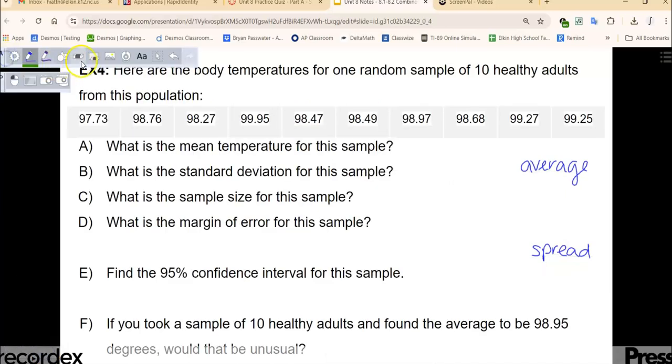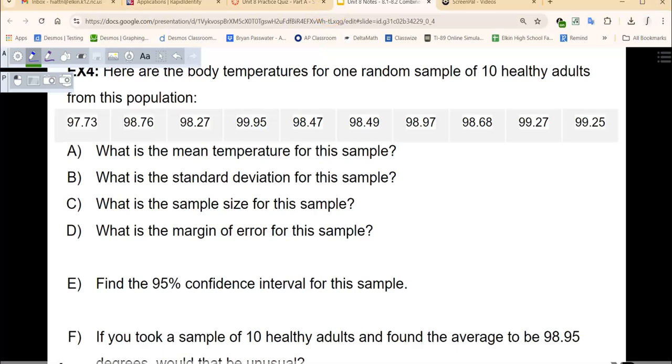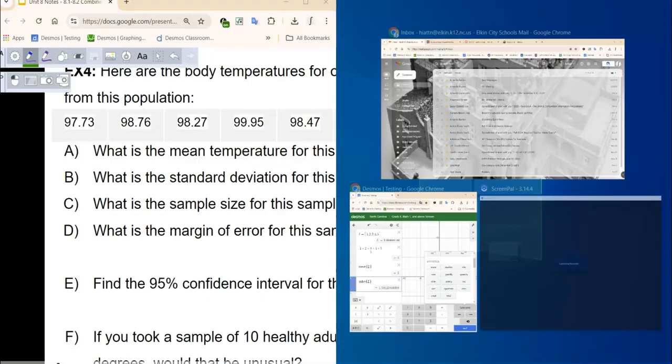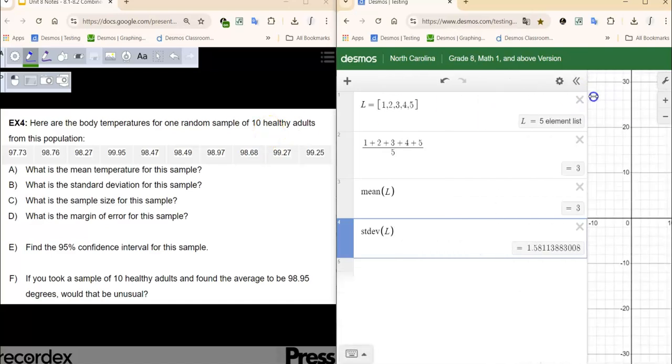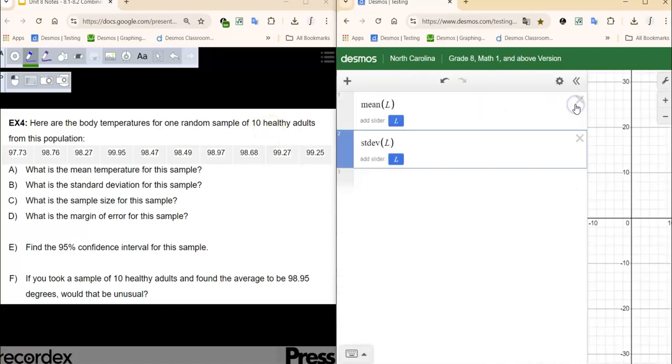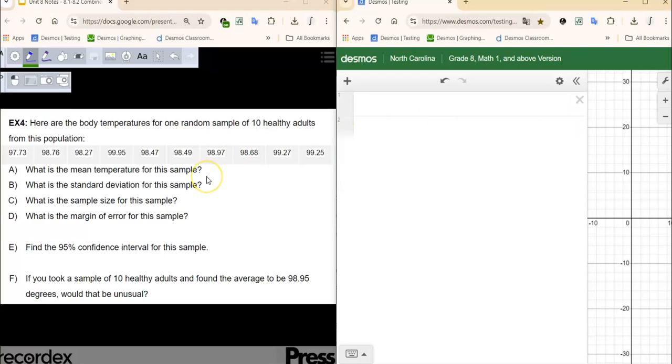So here's an example where we're going to be finding the margin of error, and this is going to walk us through this. I'm going to split screen again so that we can look at Desmos here. And so this gives us the body temperatures of one random sample of healthy adults in this population. So I'm going to clear out what I've got here.